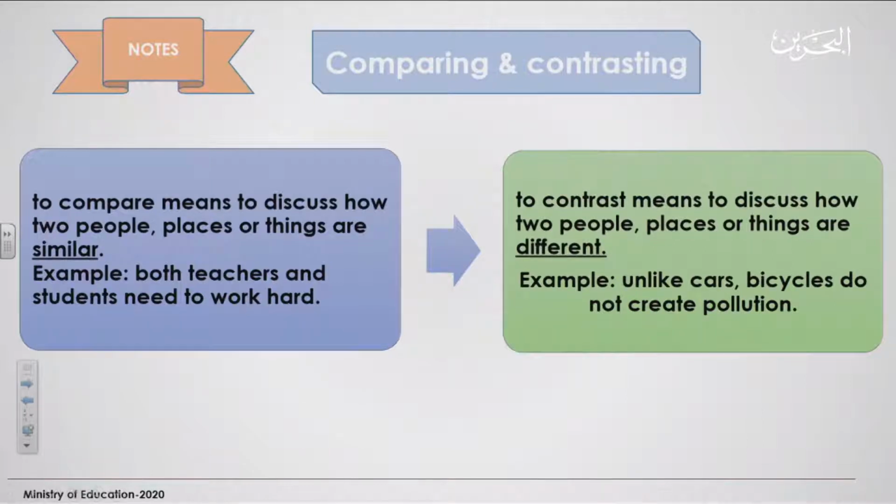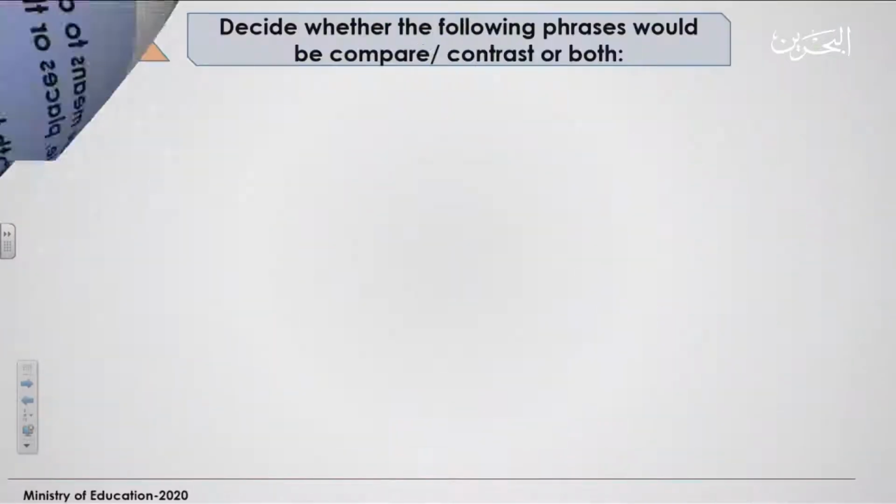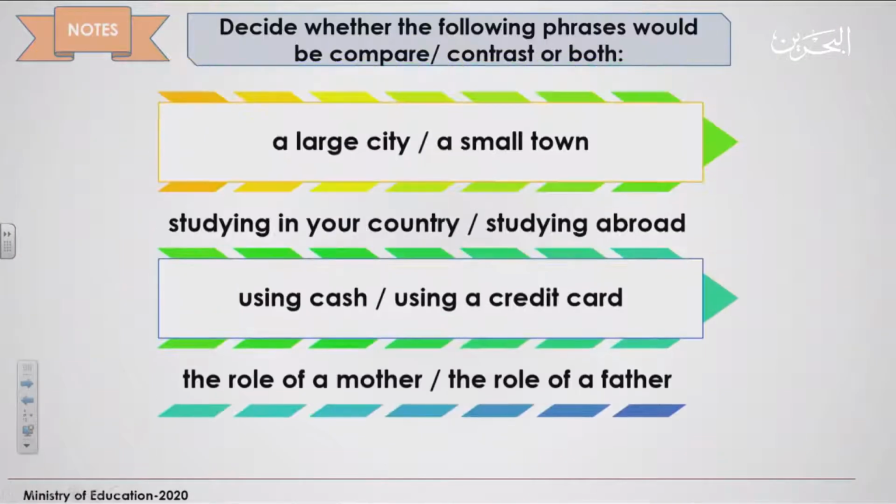So here are the similar things, whereas the contrast, to contrast means to discuss how two people, places, or things are different. Examples, unlike cars, bicycles do not create pollution. So here, you kind of say the things that are the same, here, that are different. As easy as that.